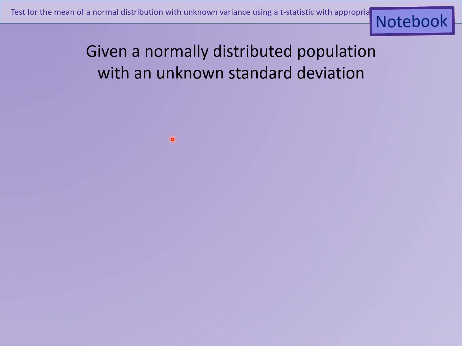Grab your notebooks then, please. What we want to do is have a look at when we should use normal distribution and when we should use t-distribution. So if you're given a normally distributed population with an unknown standard deviation, that's the important bit. If it's a known standard deviation, then you just use normal distribution on your calculator, no problem. If it's unknown though, you might have to use Student's t-distribution.